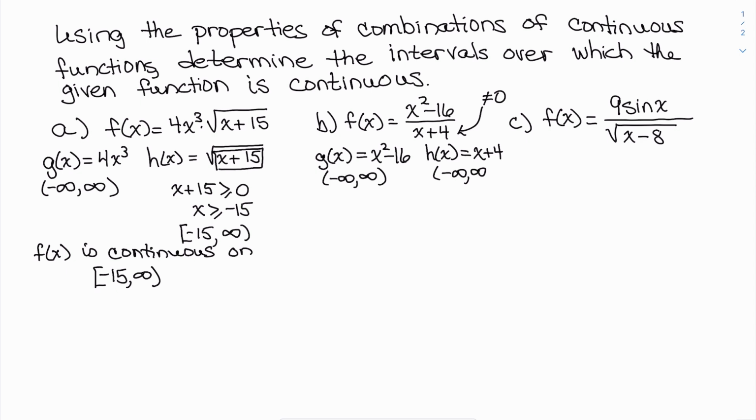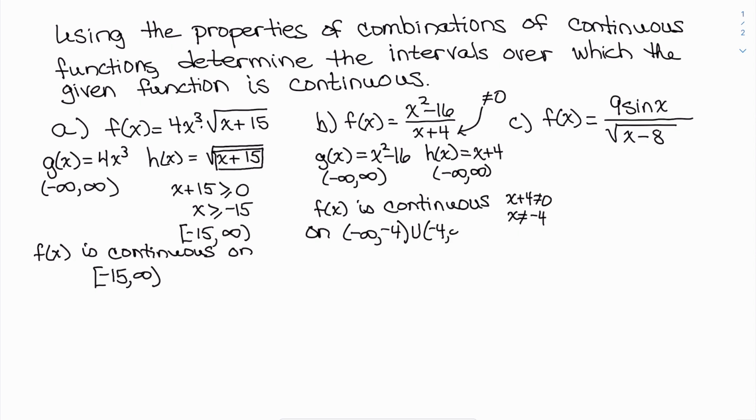But because that is in the denominator, for my function f of x, well, both of those are negative infinity to infinity, but I can't allow the denominator to be 0. So x plus 4 can't be 0. That means x can't be negative 4. So when I write that, f of x is continuous on the interval negative infinity leading up to but not including negative 4, and we do that with a parenthesis, union, pick up on the other side, so parenthesis negative 4, and then off to infinity.